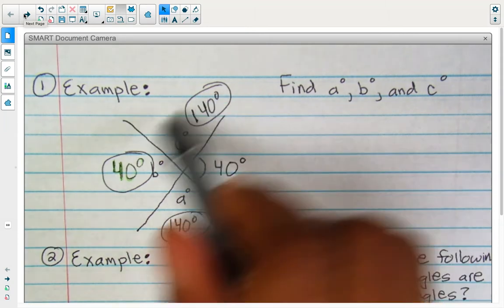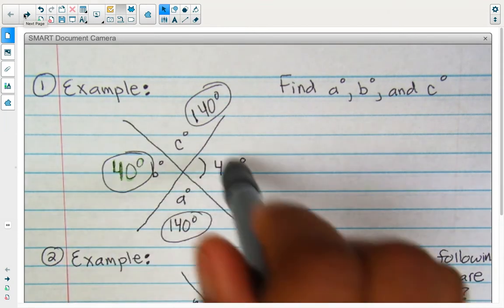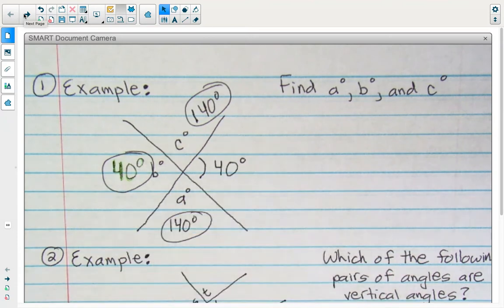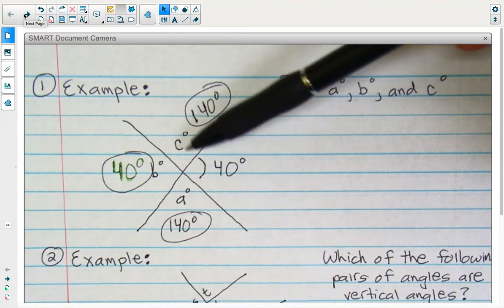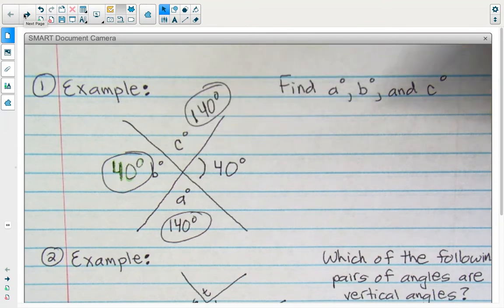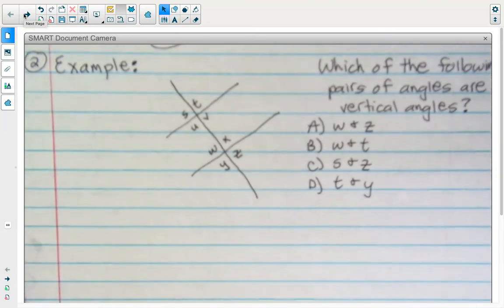So if I add all these up, it makes a circle. There's 360 degrees in a circle, so I can go that approach. Or I know that angles right beside each other are supplementary angles, and so they're going to equal 180 degrees. Okay, another one that we can take a look at.